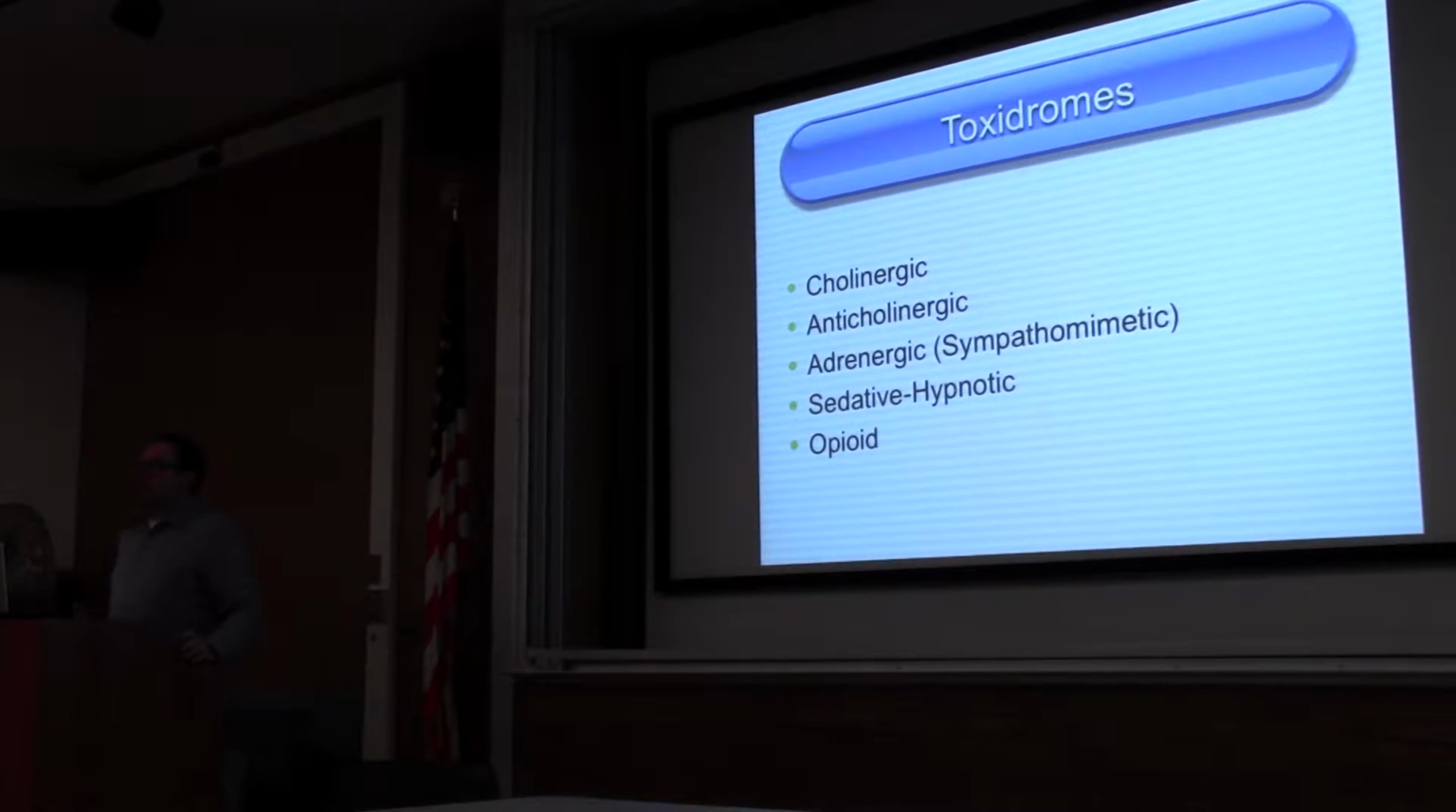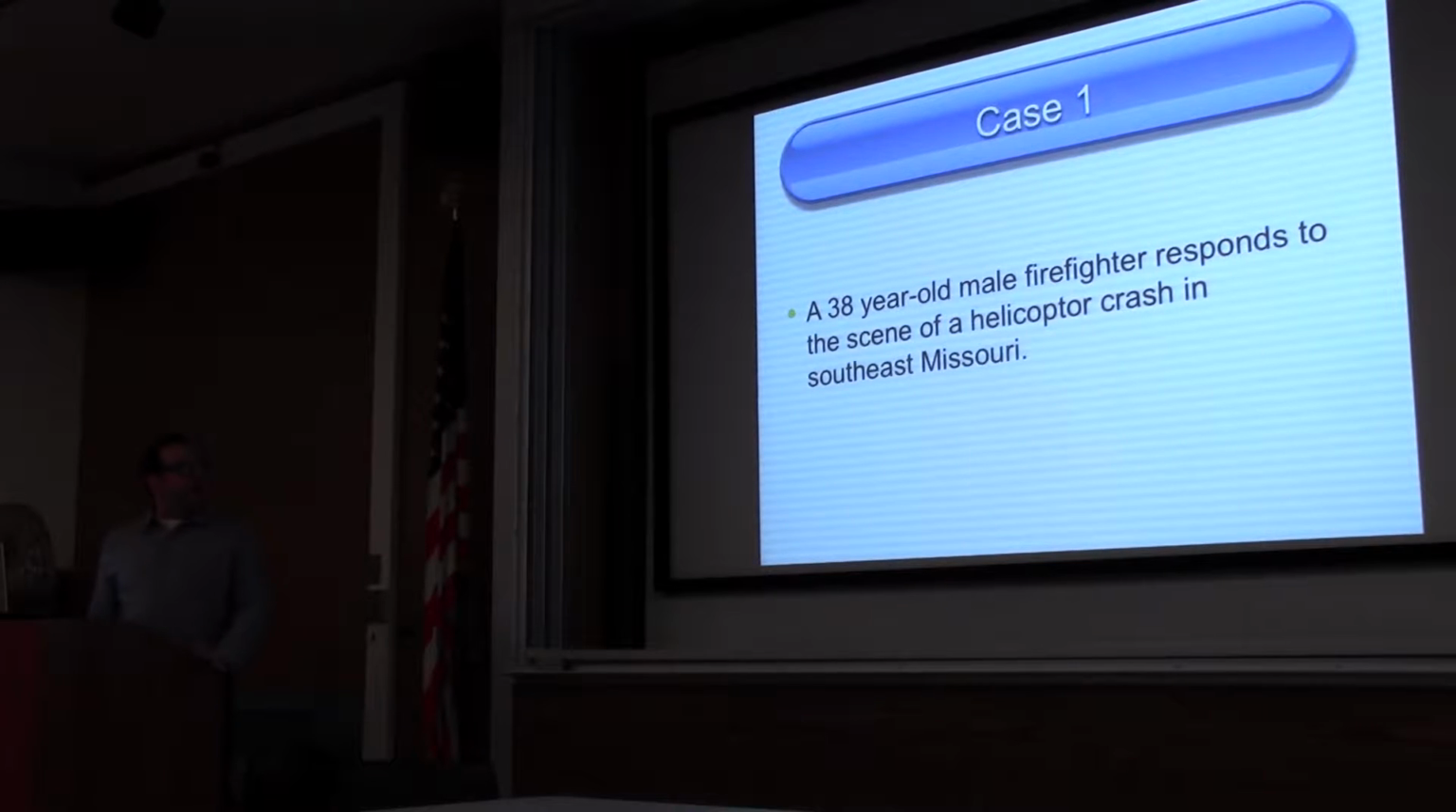So the basic toxidromes that most people talk about are cholinergic, anticholinergic, adrenergic, which some people call sympathomimetic, sedative-hypnotic, and opioid. And I'm going to introduce each of these with a case. These are all real cases from when I was a fellow at New York City Poison Control. And at the end, if we have time, we'll go through some more challenging cases and see if you can identify the toxidrome.